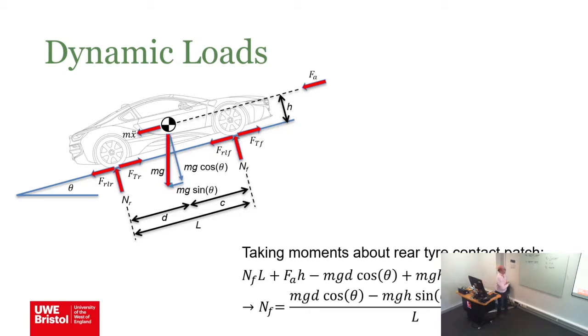So I'll write this one out as well. Okay, so these are static. Right, dynamics on there now. So NR, that's ZR, isn't it? mg d cosine theta, minus mg h.